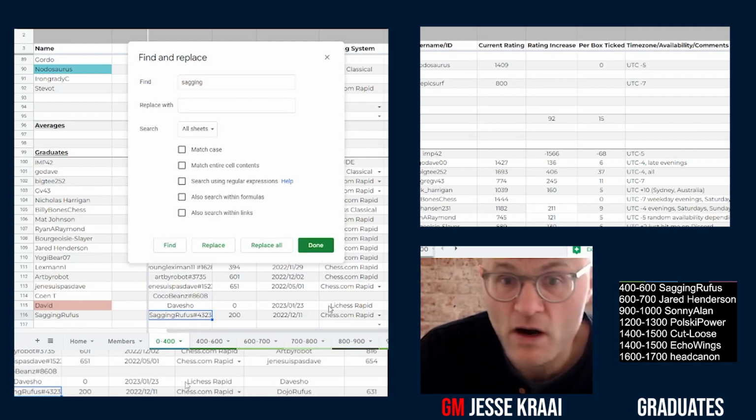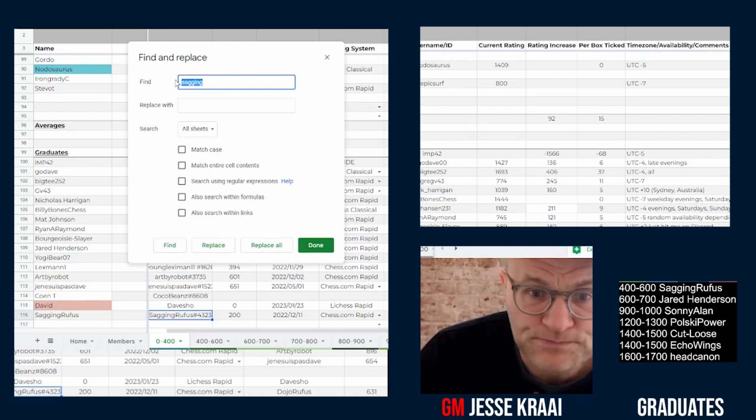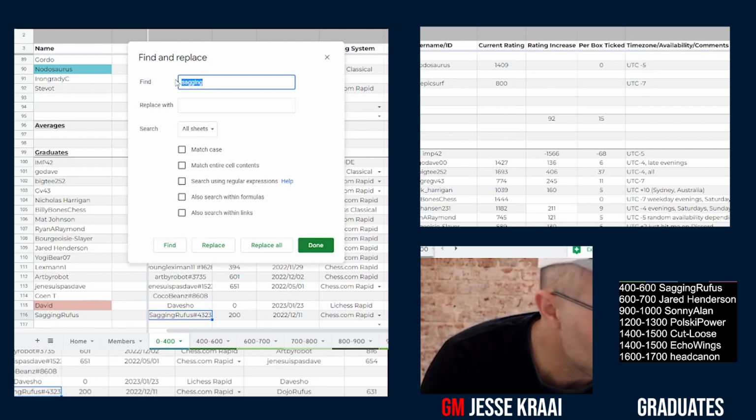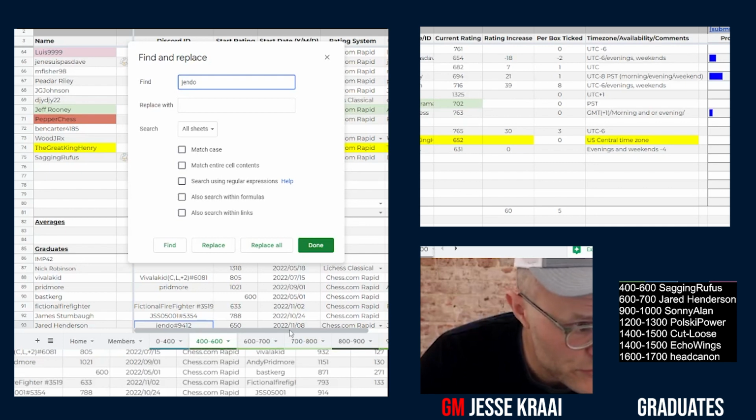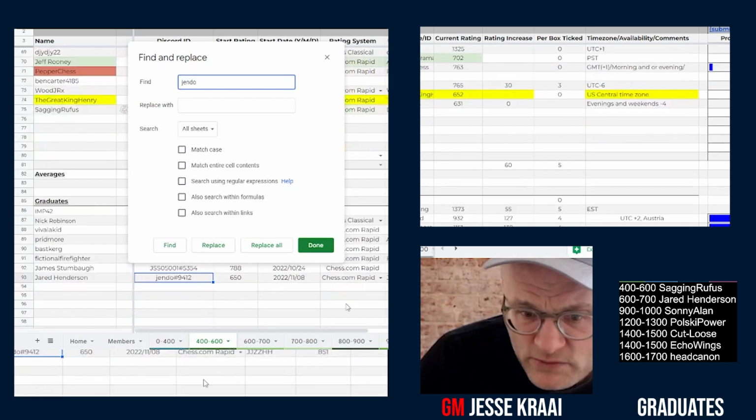Beautiful. All right, let's go to number 2, and that's going to be Jared or Jendo. So let's see if we can find Jared or Jendo here. There he is. So he went up to 600, 700, and there he is. Can you see him? He's at the bottom there. I'll scroll down a little touch. Started at 650, went up to 851.